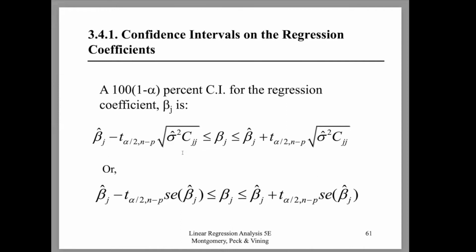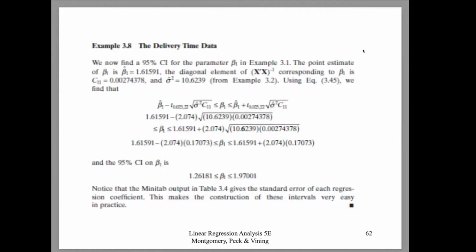And to get the upper endpoint, we would just add that margin of error to the point estimator. So you see that this has the same fundamental form as the confidence intervals that you learned how to construct back even in your first methods class. And so example 3.8 deals with the delivery time data. And what we're going to do in that example, and we're going to look at and see how to do this in SAS in a few moments, but we will just take a look at what they're doing here.